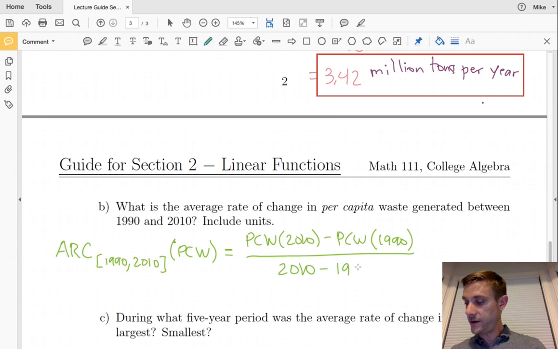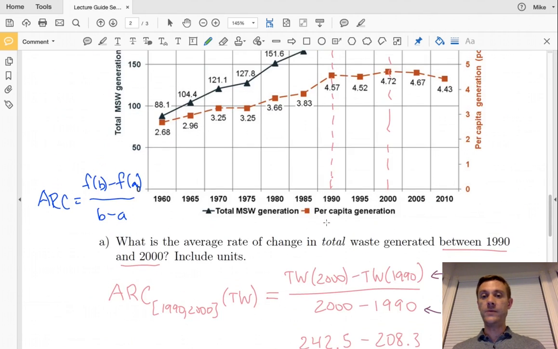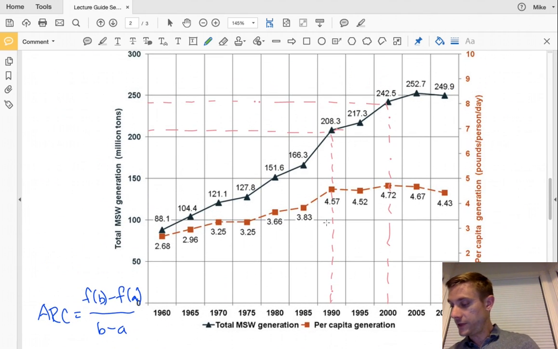2010 minus 1990. So this is just our average rate of change calculation. Here our inputs are getting subtracted. And just like part A, we have no formula to plug stuff into, but that's fine actually. The graph does a great job for us. So I got to remember my years. So here we're looking at 1990 again, but instead of going all the way up to the triangles, we're just going up to the squares there.